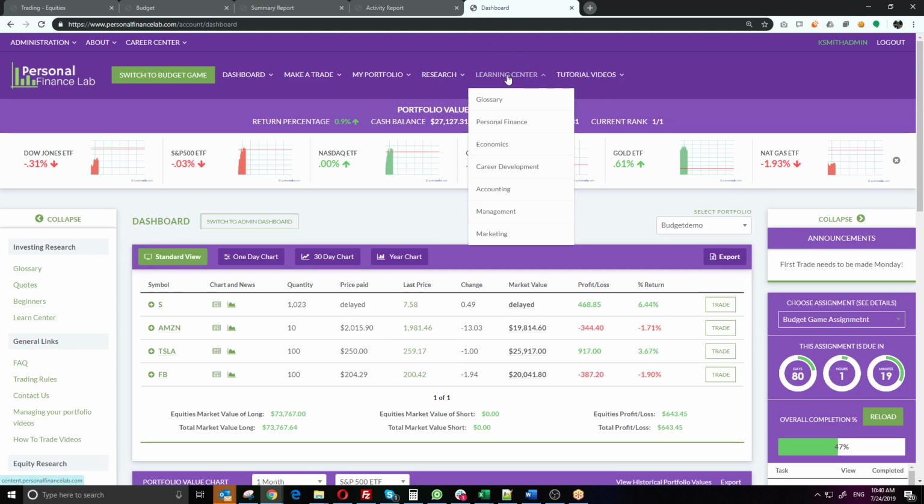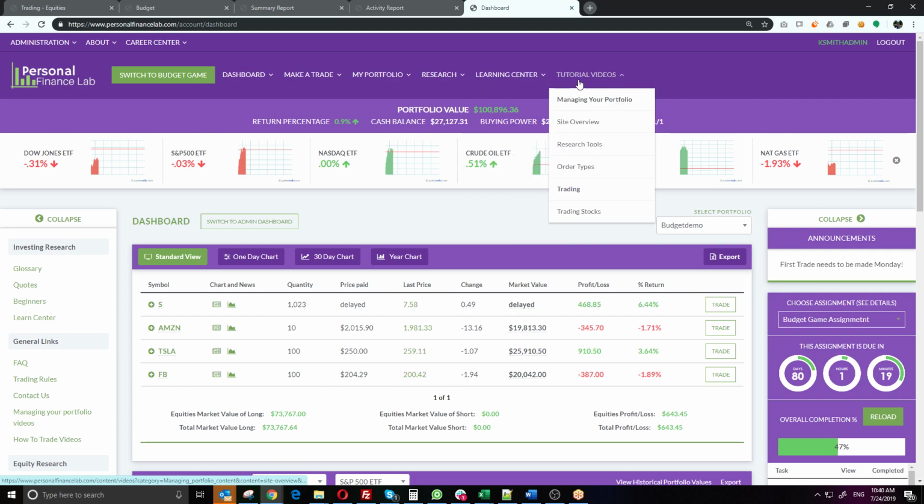In the Learning Center, even if you don't assign something for your students explicitly, they still have access to it and they can still find it and explore if they want to. Same thing with tutorial videos. Even if you don't make it required, the tutorial videos are going to be available for your students to review.